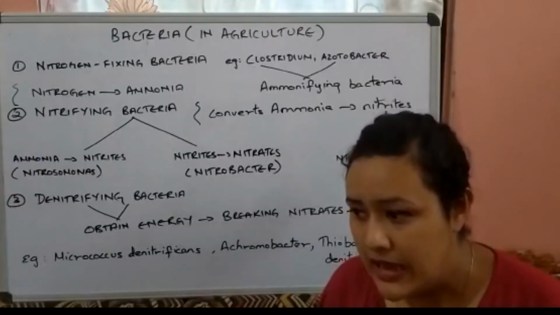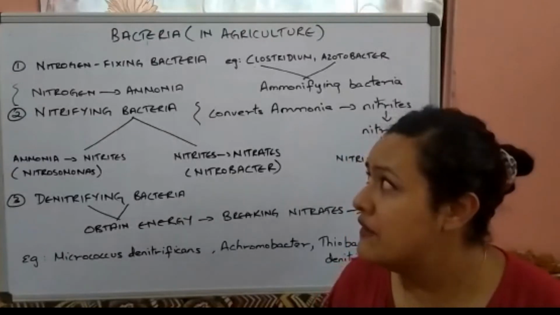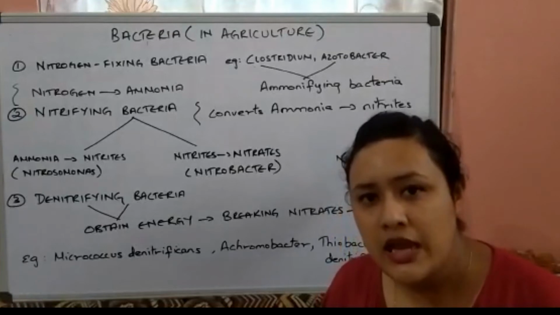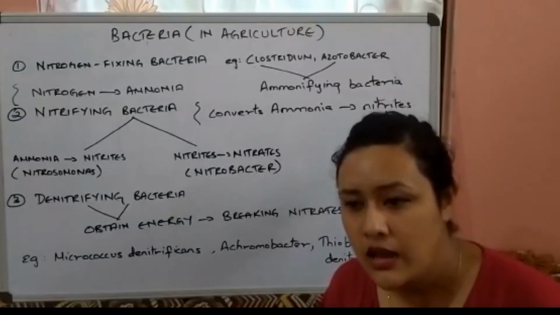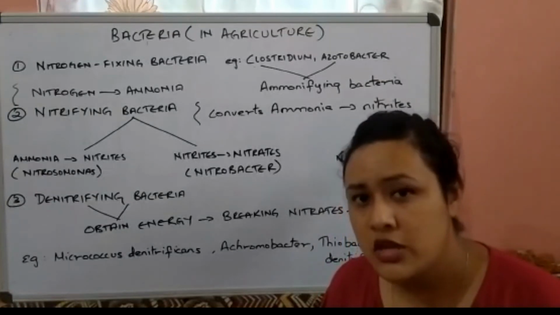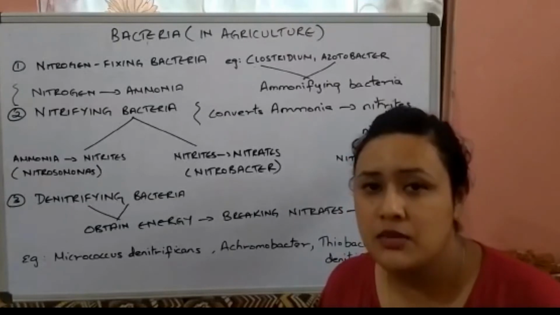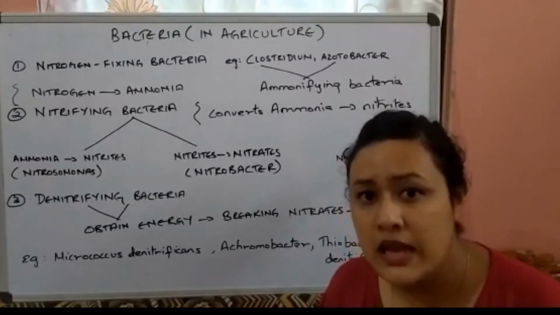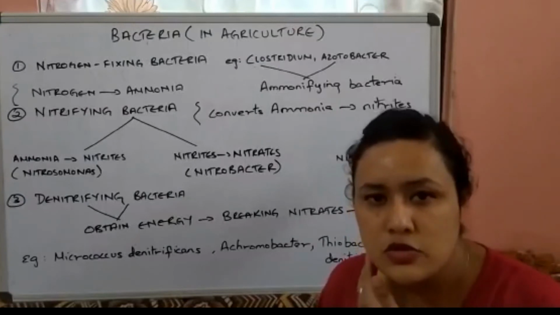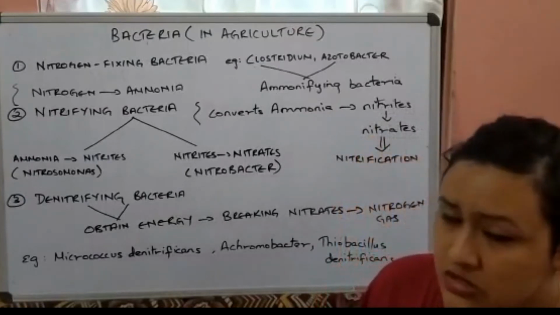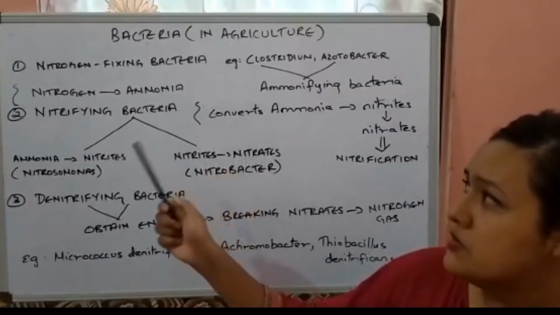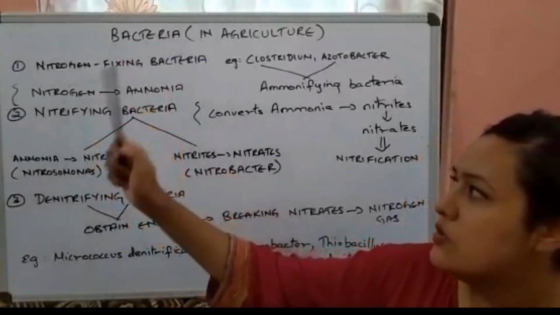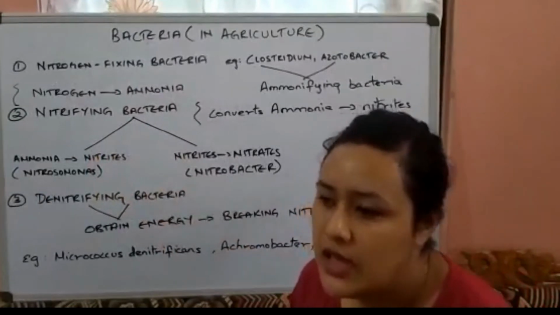So for that we have useful bacteria that convert nitrogen into ammonia. This ammonia can be used by living organisms, whether plants, animals, or microorganisms. Now for this purpose, there are three types. First, nitrogen fixing bacteria. Now see, what are nitrogen fixing bacteria?